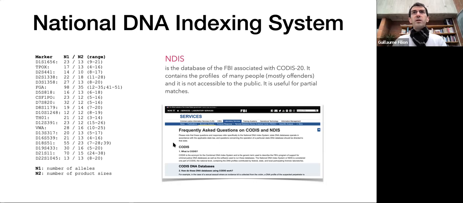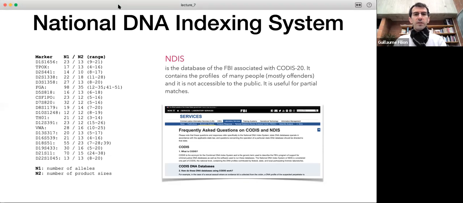It's not like PubMed. You cannot just get a hair from me and then just sequence it with your newly acquired skills and then go to the NDIS system and say, let's see who this hair belongs to, and then get your person. Only the FBI and associated authorities can do that. That database is populated every time someone goes to jail or someone is convicted or is considered to be an offender in the US.